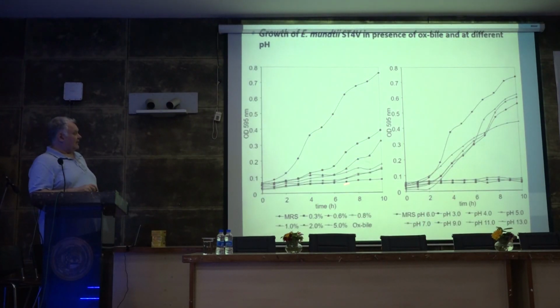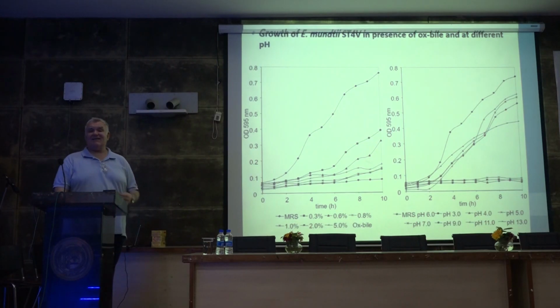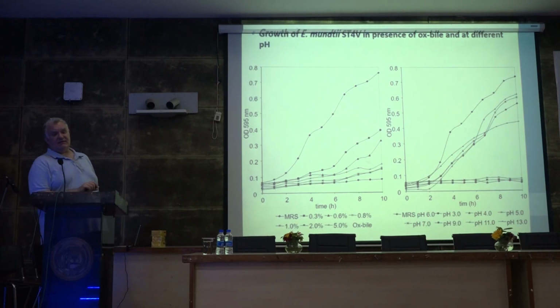The strain had reasonably good growth when exposed to different percentages of ox bile, and this is important because the strain can survive in our gastrointestinal tract. And as well, it had good growth at different pH. Well, enterococci normally don't complain.